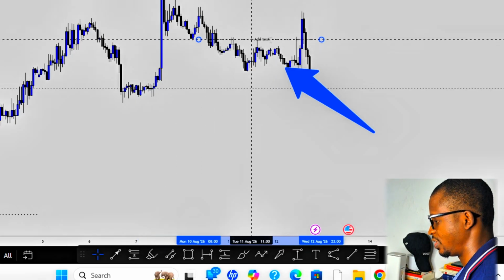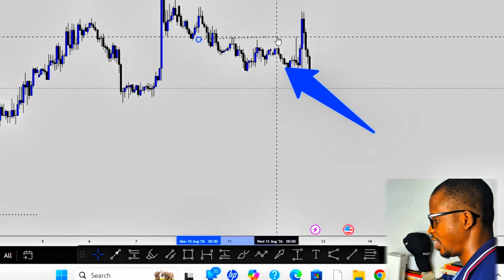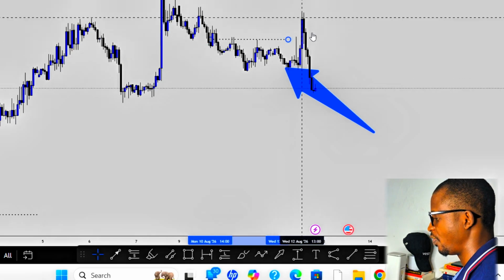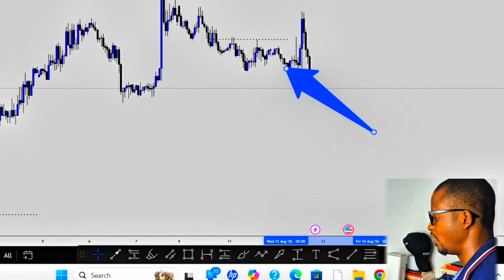You understand? Look at it. These are liquidity. These are all liquidity, right? And look at what the price did here. The price goes straight and takes out all of them before coming down. You understand? So let me check on the daily time frame.